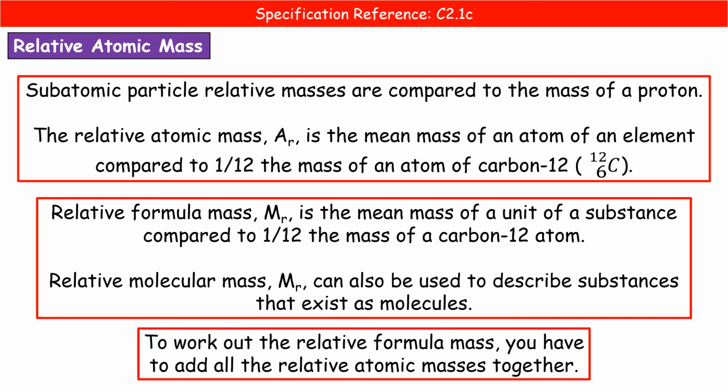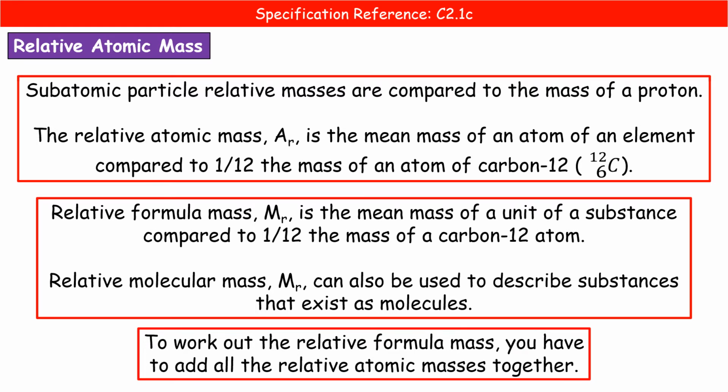Now, the reason that we use a comparison to carbon-12 and 1/12 the mass of it is because when we're talking about the mass of an atom, they are so small, grams just wouldn't work. So we use a comparative term using 1/12 the mass of a carbon-12 atom. When we come on to the relative formula mass, or Mr, this is the mean mass of a unit of a substance compared to 1/12 the mass of a carbon-12 atom.